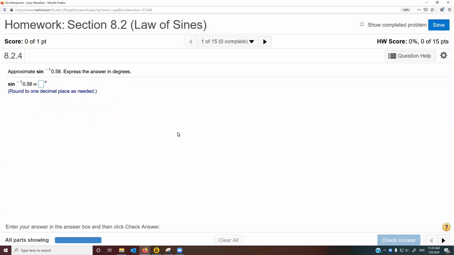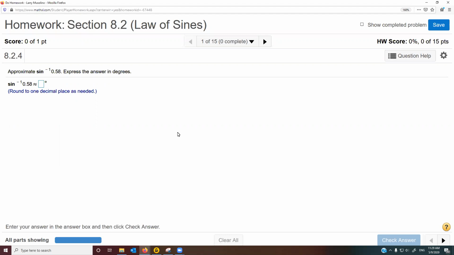All right, hi everyone. I'm recording a video for Section 8.2, which has to do with law of sines. Well, let's start off with an example, just as a reminder on how to find inverse functions on your calculator.